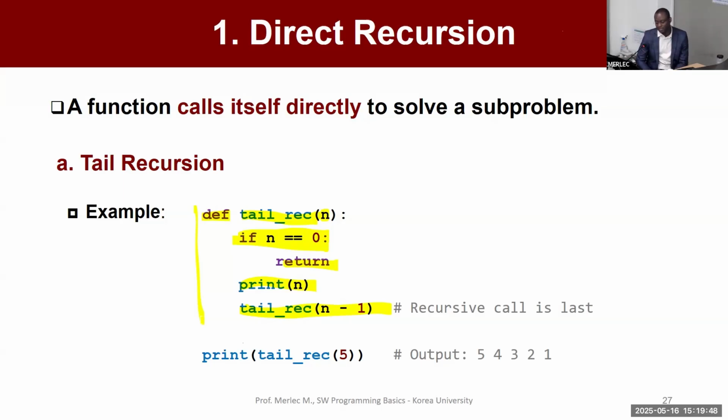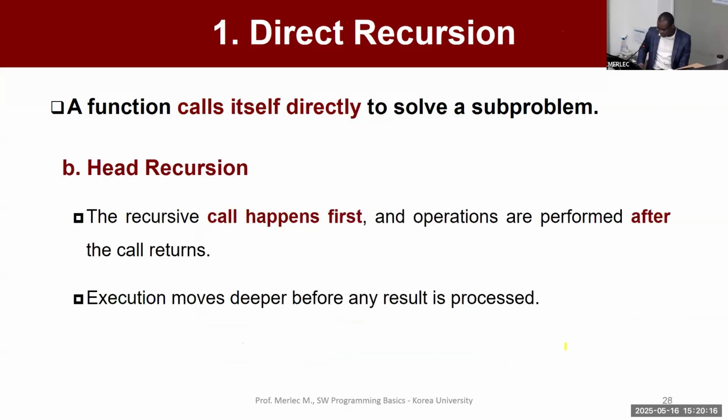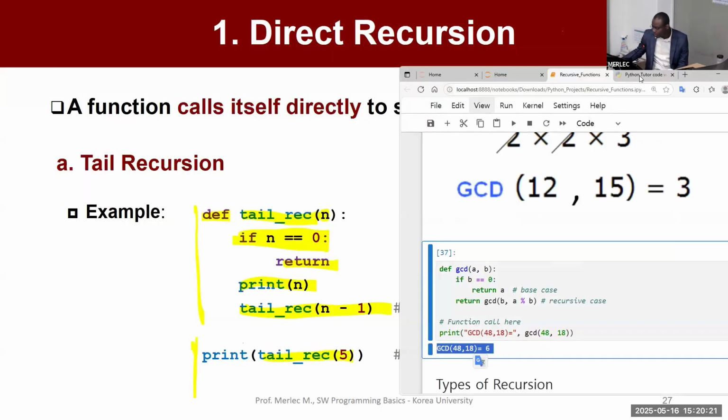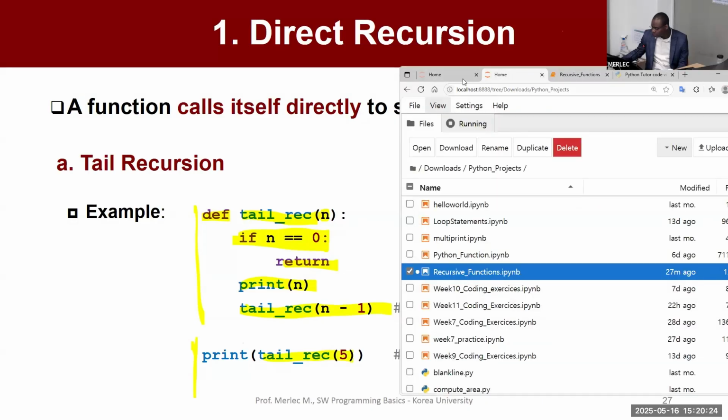This is the part of the function definition, and then we have the part of the function call, which is the main program or the body of the program. We have to print the results that will be returned by the tail recursion function. So this will print an output counting from 5, 4, 3, 2, and 1. So with that, let me show you the code and how it works.